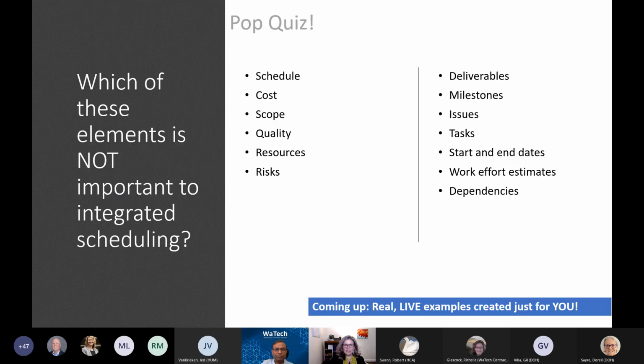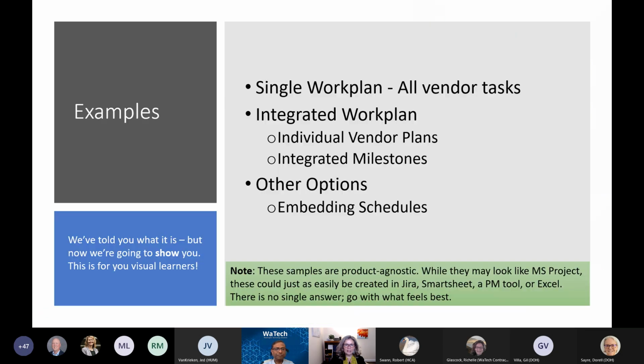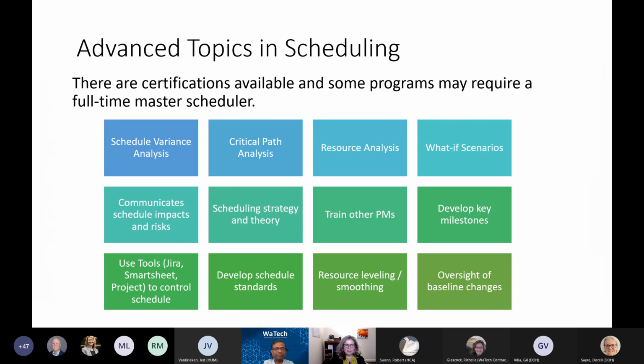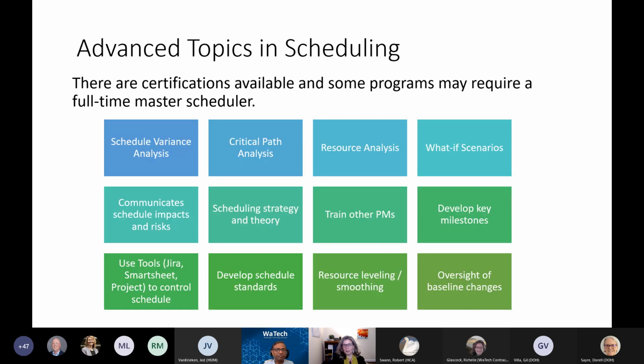So here we go. We're well on our way, getting through this. We're almost done. Just a quick recap, as Puneet said, you can do a lot with resource allocation data. Most importantly, you can discuss whether or not you have an issue and what you want to do with it. Work with resource managers to come up with more time. Or, you may want to contract and get a contractor in there to help you bridge your gap.